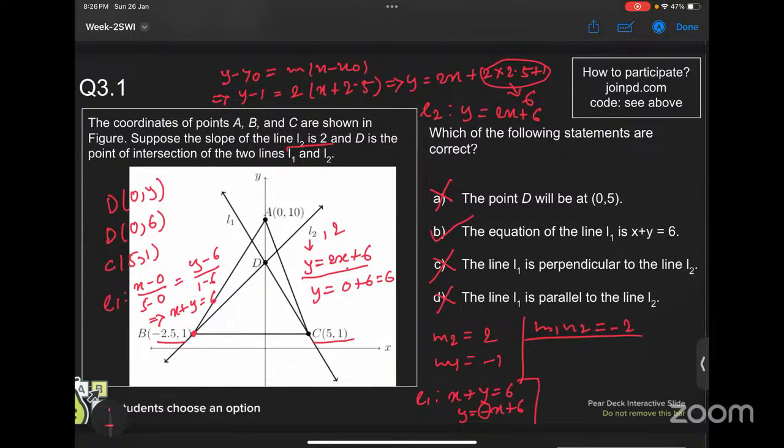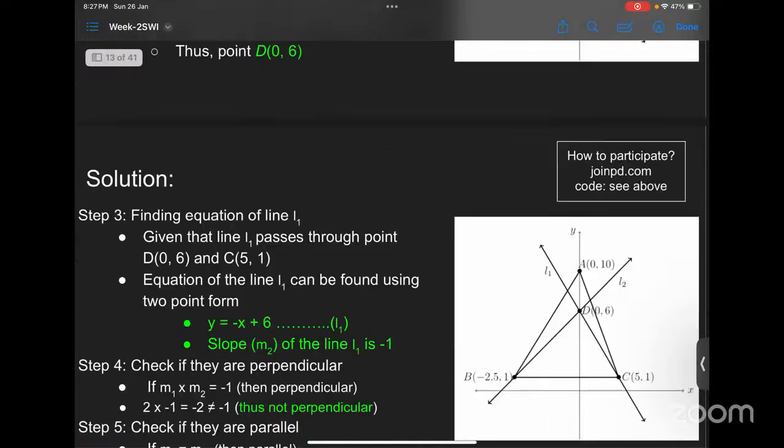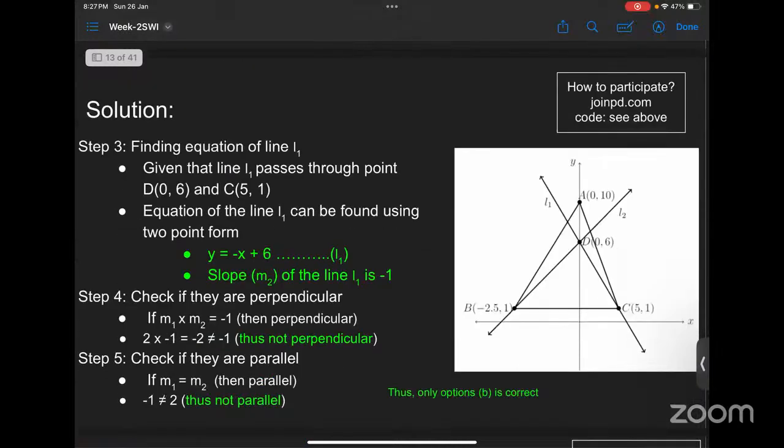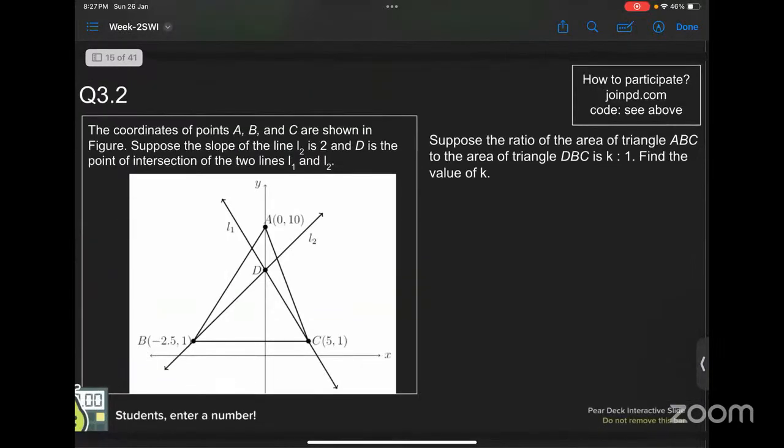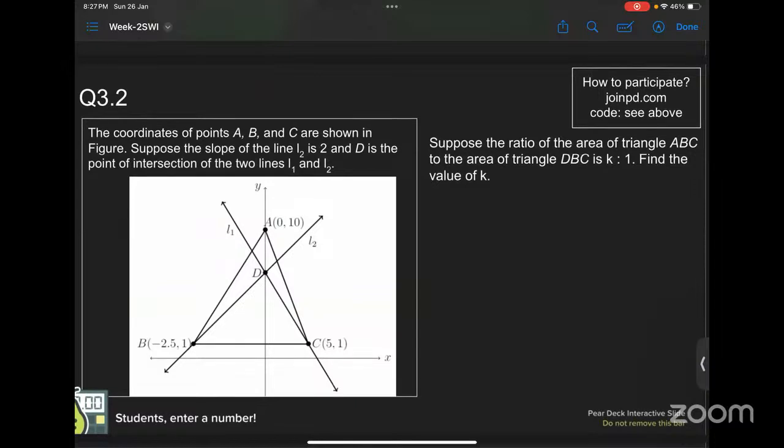Is it fine? Yes, ma'am. Okay. So we can move to the next question, right? Okay. So this is the next question. Again, we have the same scenario, same pictures, and the question is different. So you have to just read the question and solve it, okay? So take your time and try to solve it.